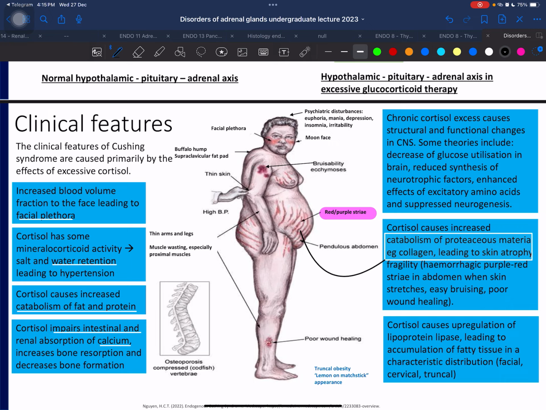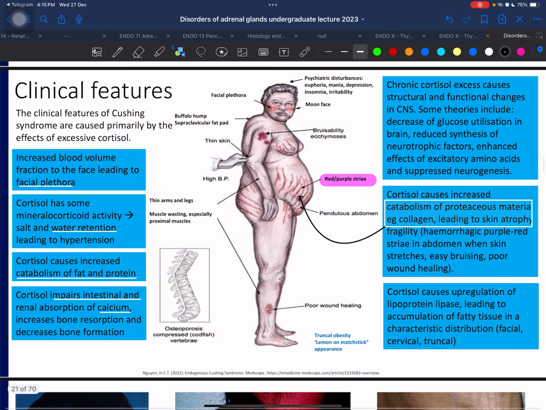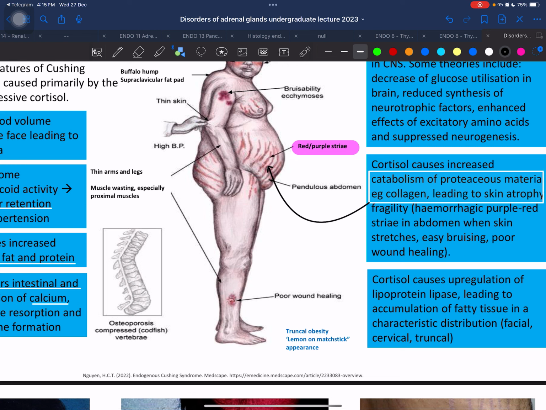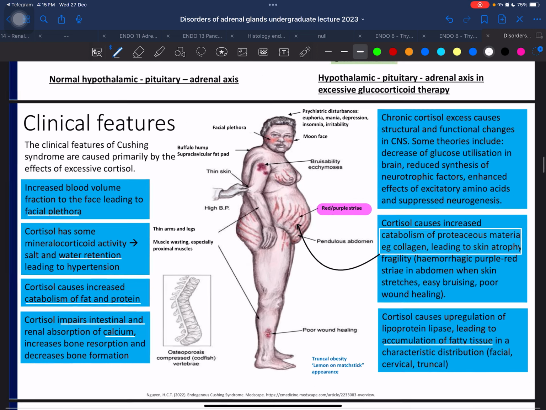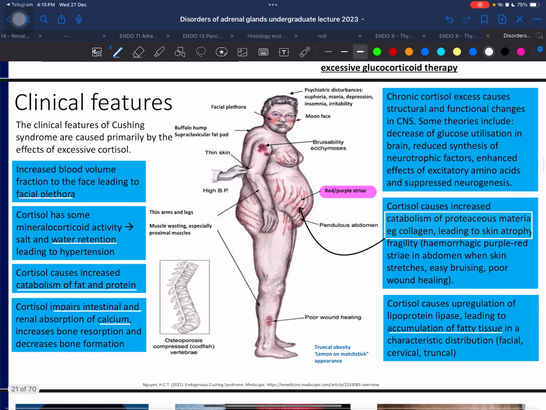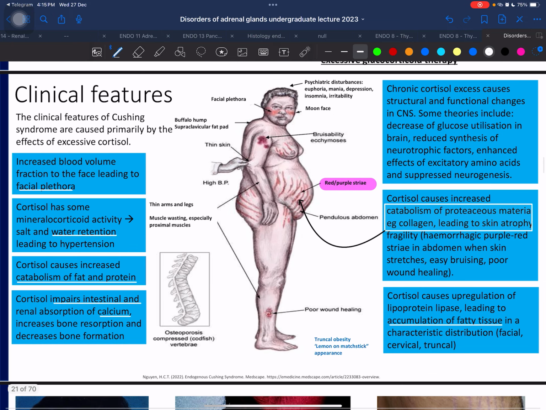Cortisol causes upregulation of lipoprotein lipase, leading to accumulation of fatty tissues at characteristic places. They have the buffalo hump, the moon face, and central truncal obesity. The fat is all in the middle, but they have very thin arms and legs. This is the very characteristic sign. Lemon on matchstick, they call it.